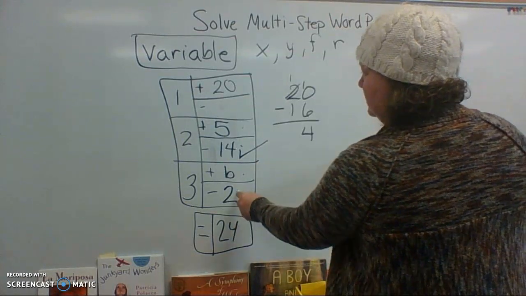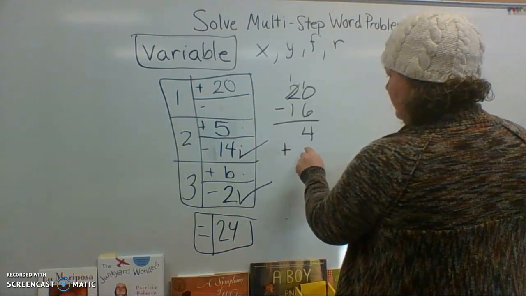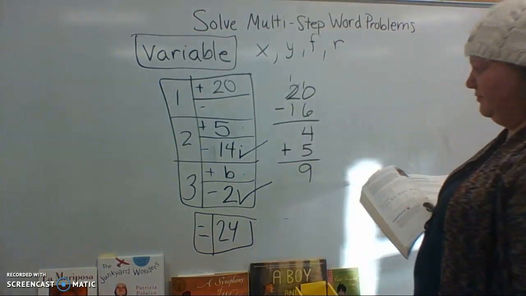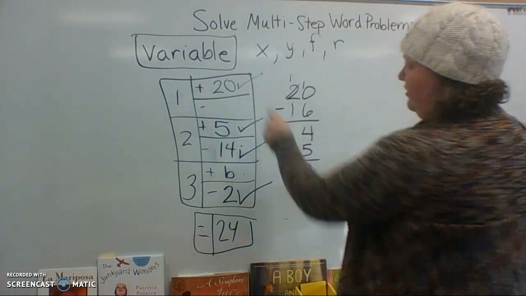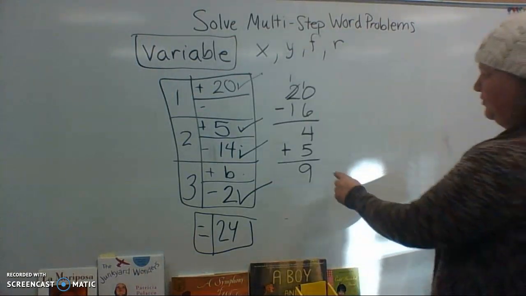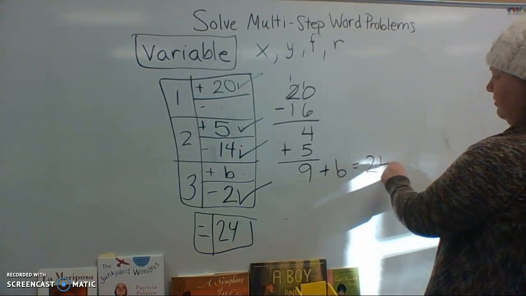Subtract, and then we're going to add 5. So now we have 9, right? So we got rid of that. Oh, and we already took care of our 20. Okay, and then so it's 9 plus B equals 24.